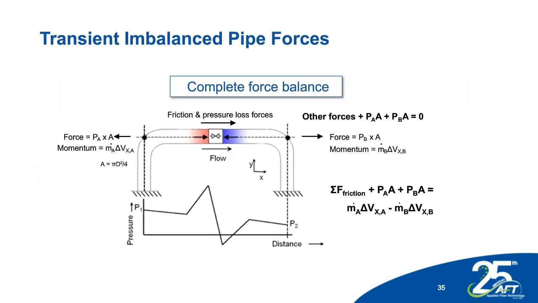So what happens when a Waterhammer wave goes around an elbow, and especially around elbow pairs, it causes a temporary imbalance of forces, and this can be calculated using Newton's laws with a force balance. And this is one of the things that comes out of a Waterhammer software like AFT Impulse.